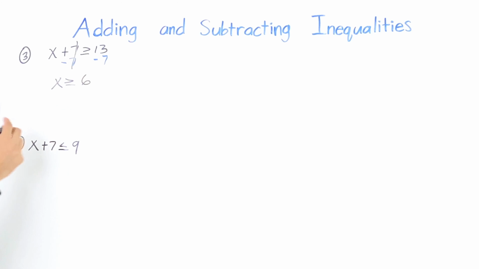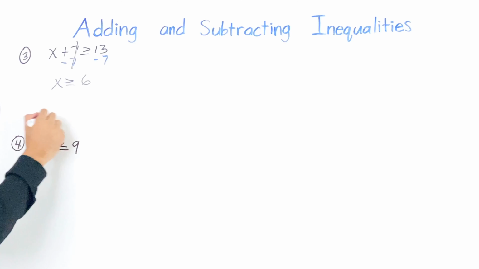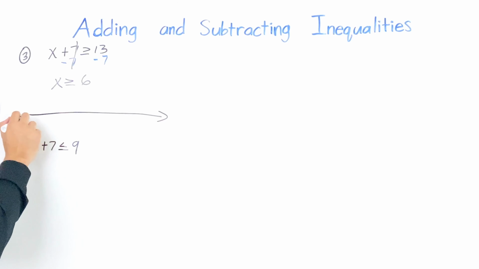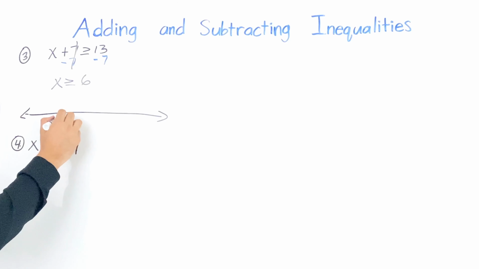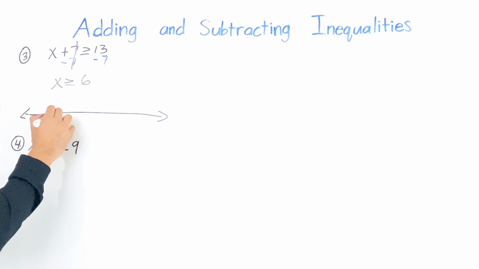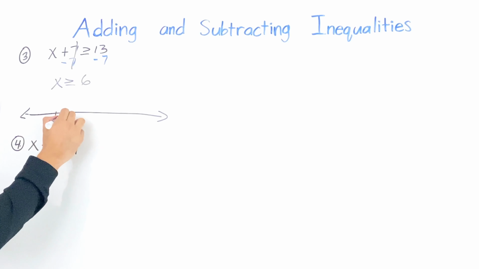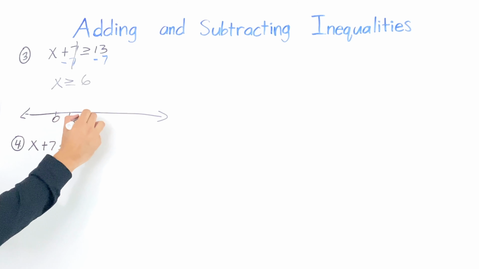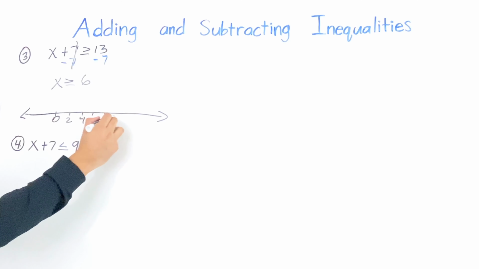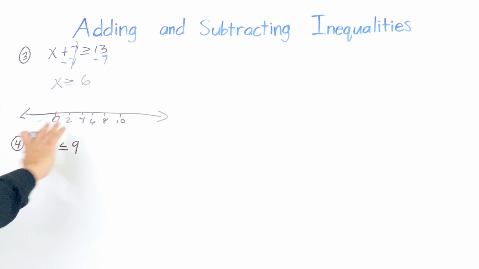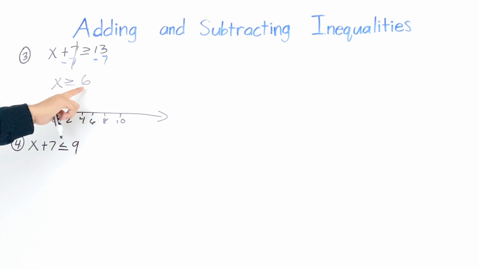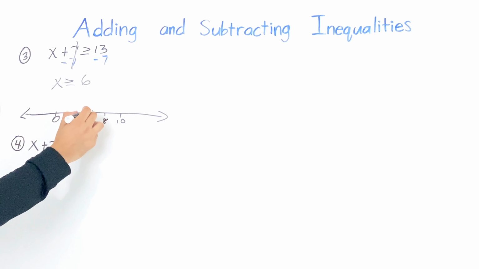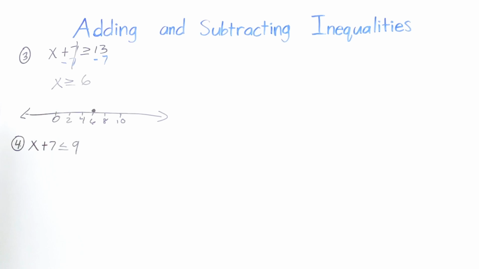So then we're going to go ahead and graph it. And once again, you can start it however you want to start. I start with 0, 2, 4, 6, 8, 10, and you can continue so on and so on. Okay, now we're going to start at 6, but we're going to use a closed circle. It's not going to be open, it's going to be a closed circle.